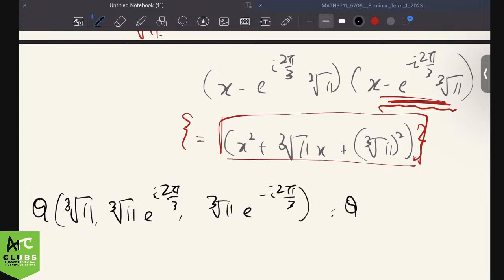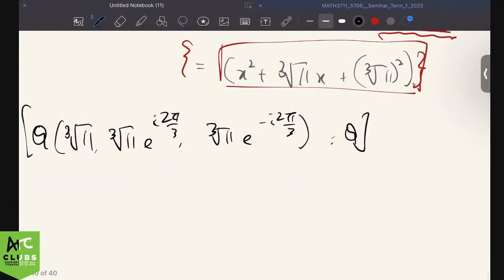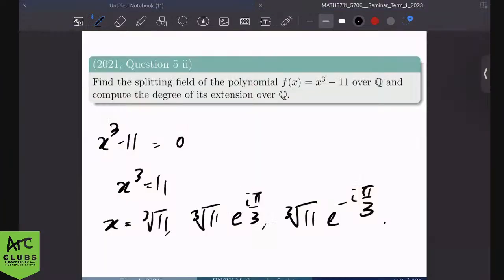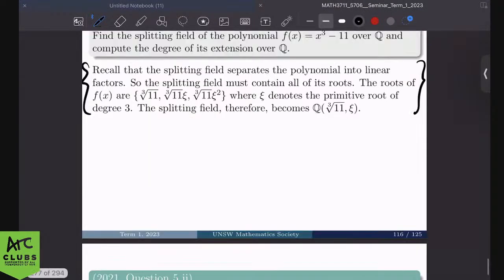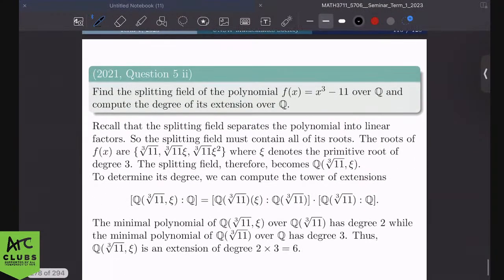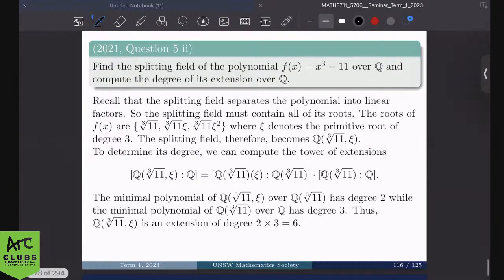On Q, by using the tower of extensions, you've got 3 times 2 equals 6. Okay, and that's going to be your splitting field. You can read out the slides in your own time, but basically you compute the tower of extensions by looking at the minimal polynomials over each additional element.